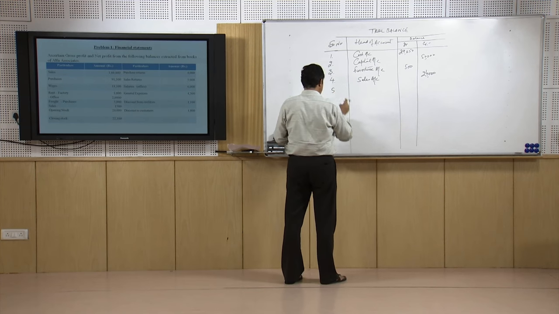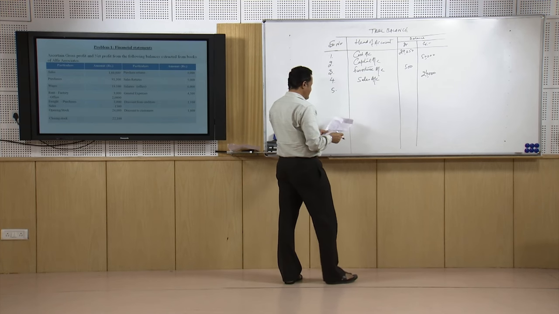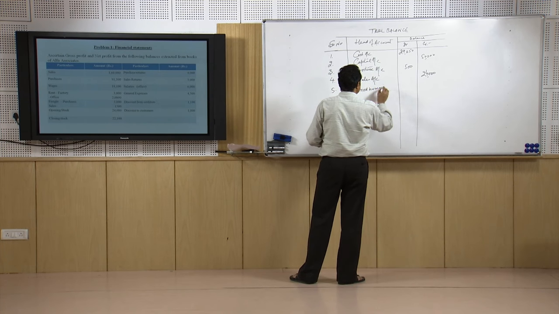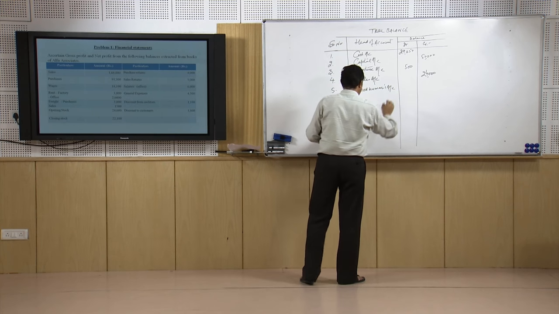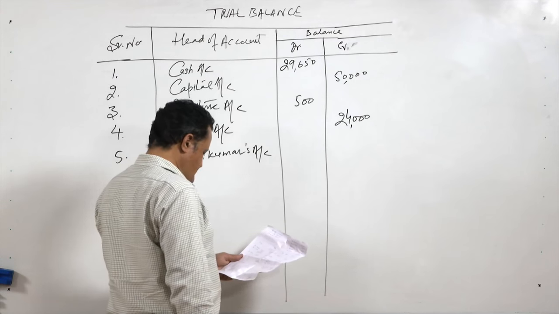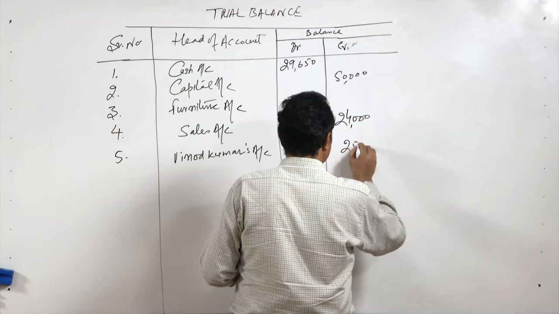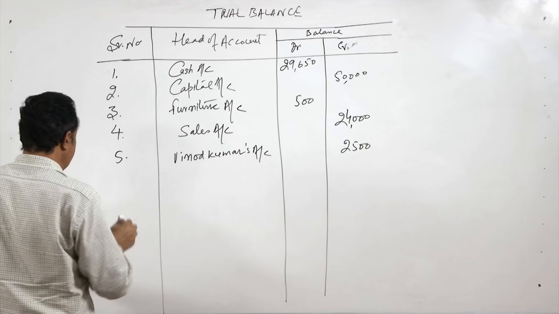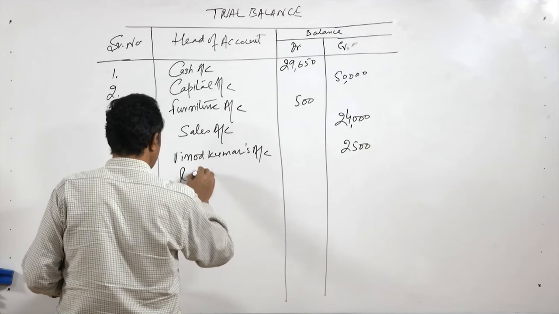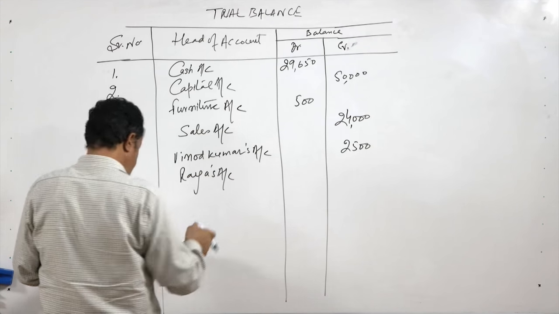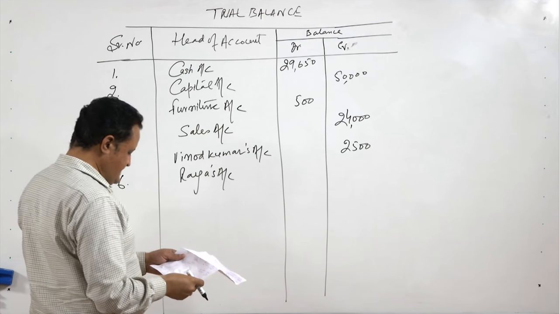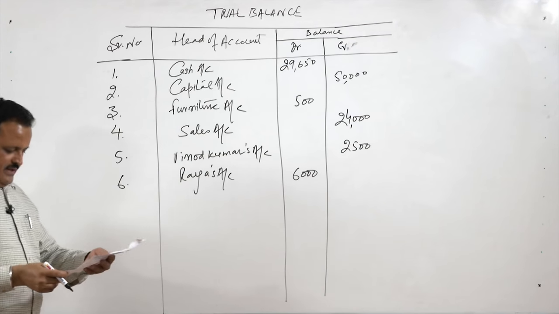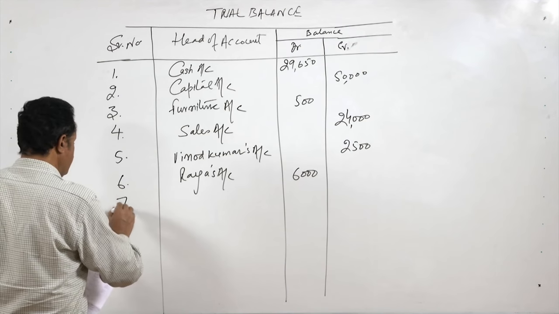Then we talk about the next account, Vinod Kumar's account. Vinod Kumar's account balance is a credit balance of 2,500 rupees. Now we have the next account, Raja's account, and Raja's account has a debit balance of 6,000 rupees. Now we have the stationery account. The next account is the stationery account.